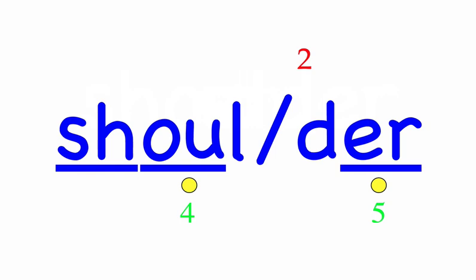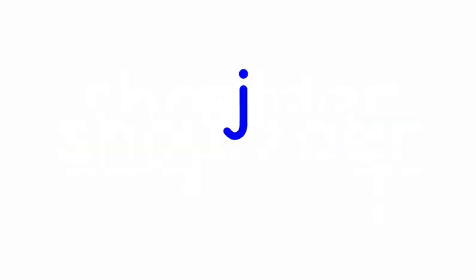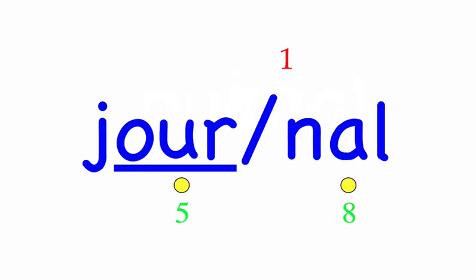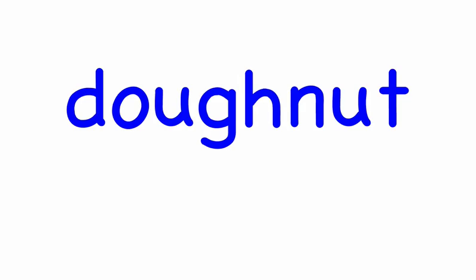Journal. I try and write in my journal every day. Journal. Jur, 2 sounds. J. Null, 3 sounds. N, a, ul. Journal. Mark the word. Journal. Donut. I ate a donut earlier today. Do-nut. Do, 2 sounds. D, o. Nut, 3 sounds. N, t. Do-nut. Mark the word.